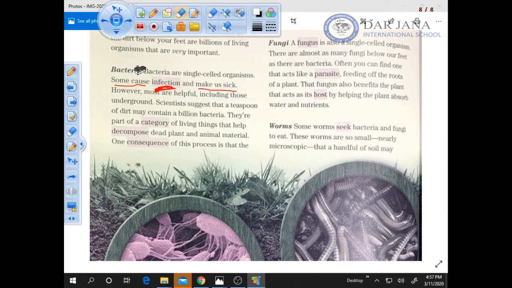So let's move on. However, most are helpful, including those underground. Scientists suggest that a teaspoon of dirt may contain a billion bacteria. They are part of a category of living things that help decompose dead plants and animal materials. Now let's go.